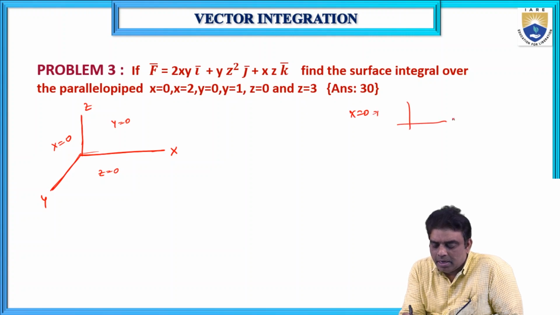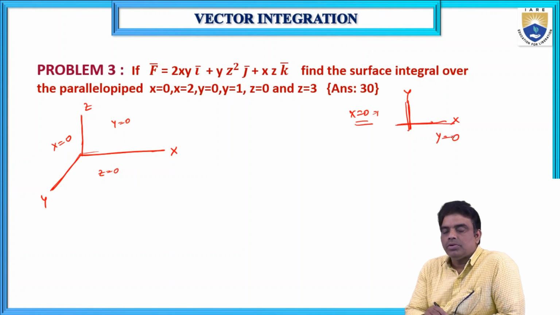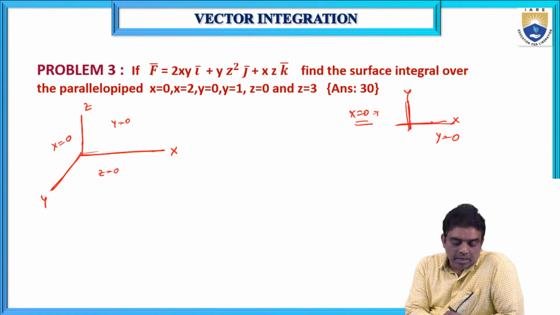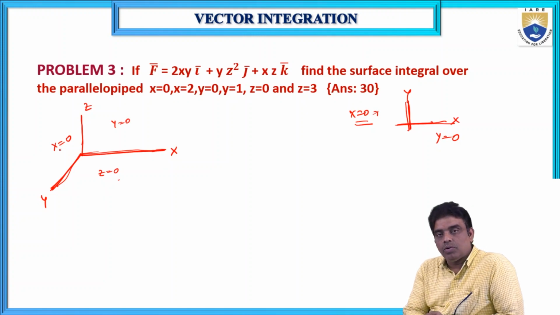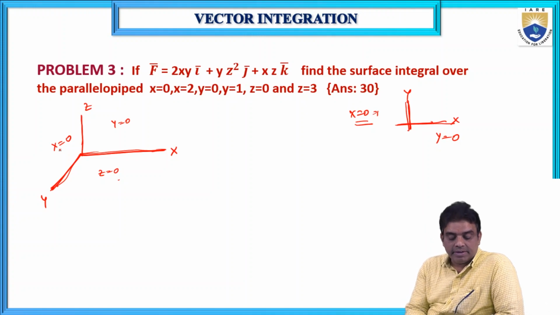In 2-dimensional, suppose if it is xy, what is the equation of y-axis? X is equal to 0. What is the equation of x-axis? Y is equal to 0. In the same way, the plane equations: xy plane, z is 0; the xz plane, y is 0; the zy plane, x is 0. So those are the plane equations.